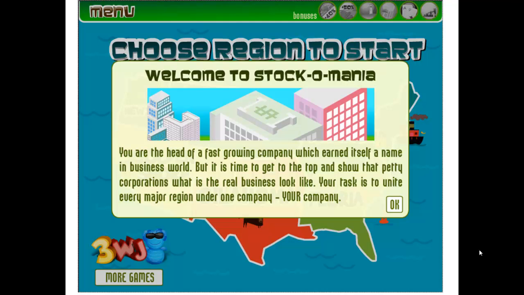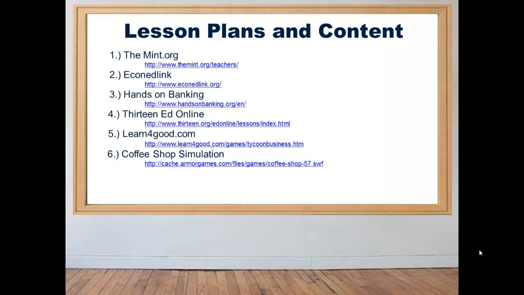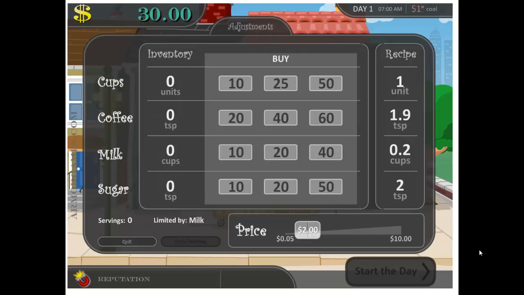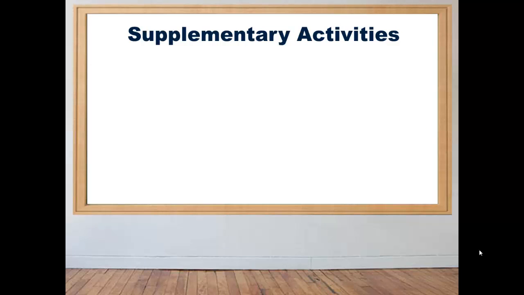For example, Stockomania does a great job of demonstrating the concept of buying low and selling high. This also brings in the coffee shop simulation. Coffee shop simulation walks a student through all the basics of running a small business. It demonstrates the importance of supply versus demand, inventory, pricing, what customers want, and also external business stimulus. It's actually a challenging simulation that makes these concepts fun. Activities that engage students are extremely useful.